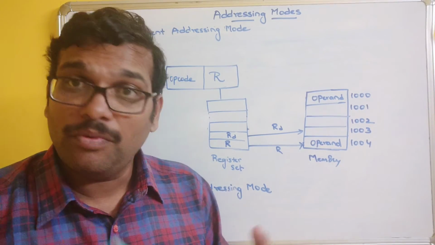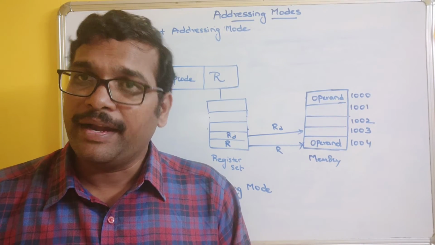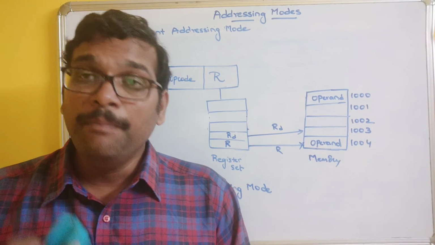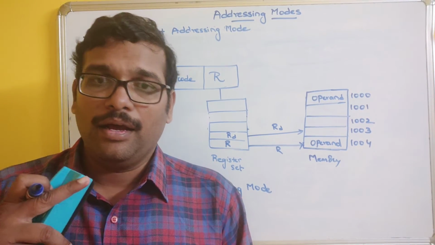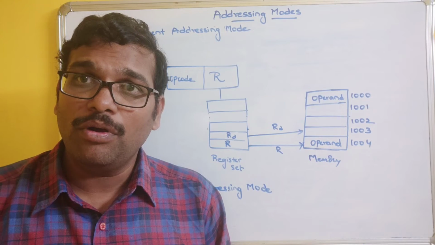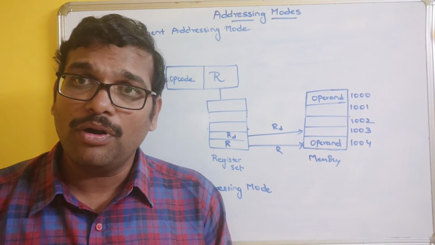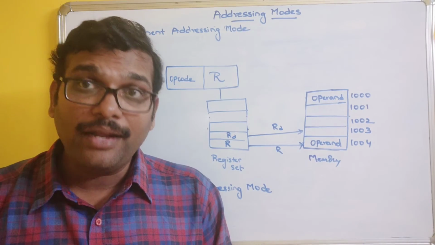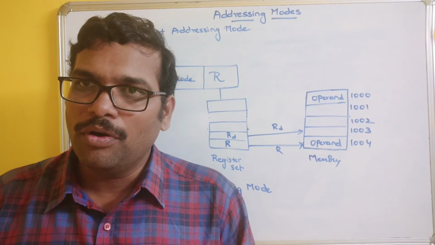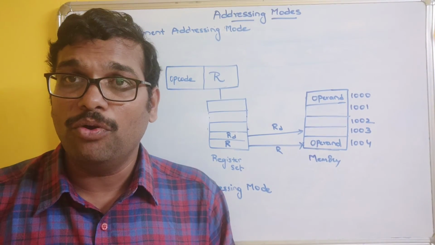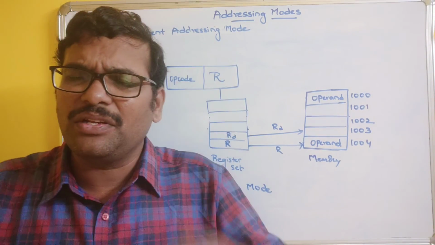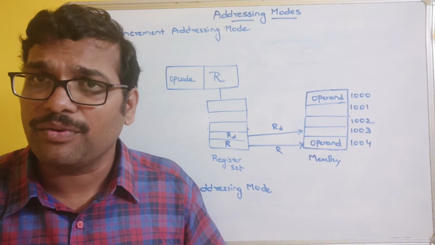So what we have seen: implicit or implied addressing mode, and then stack addressing mode, and then immediate addressing mode, and then direct addressing mode, indirect addressing mode, register direct addressing mode, register indirect addressing mode, relative addressing mode, and then again index based addressing mode, base register addressing mode, and auto increment addressing mode and auto decrement addressing mode. So these are different addressing modes to calculate the effective address, right?